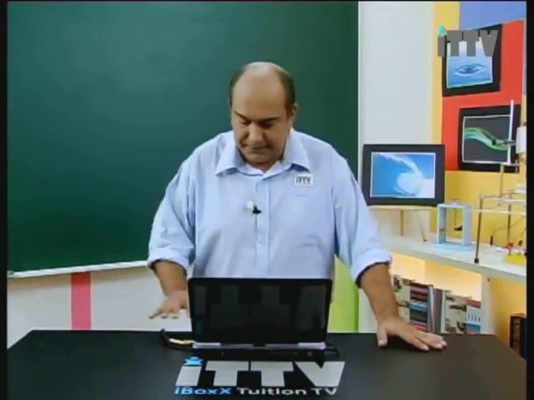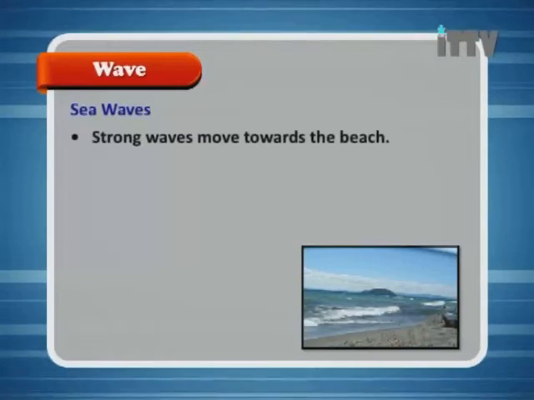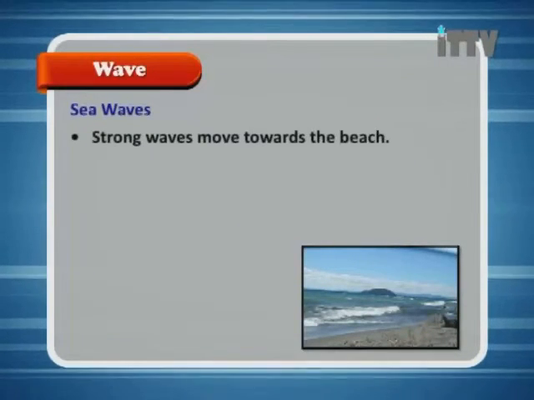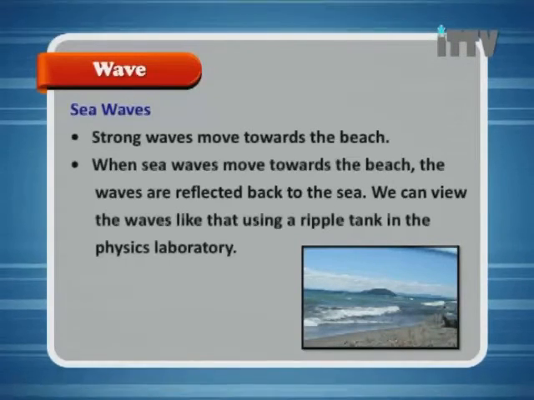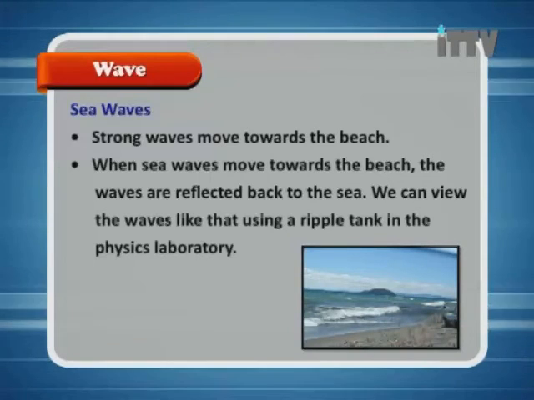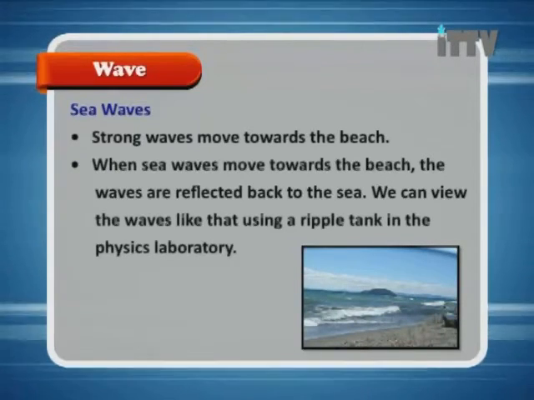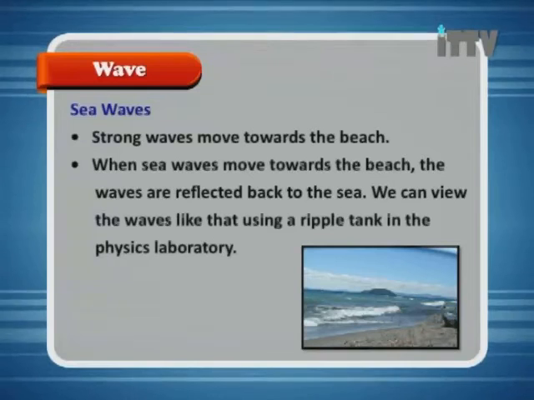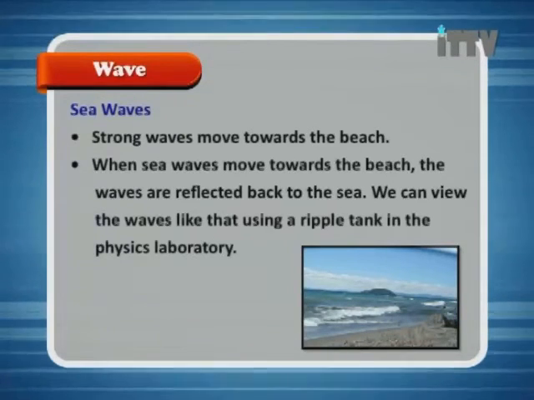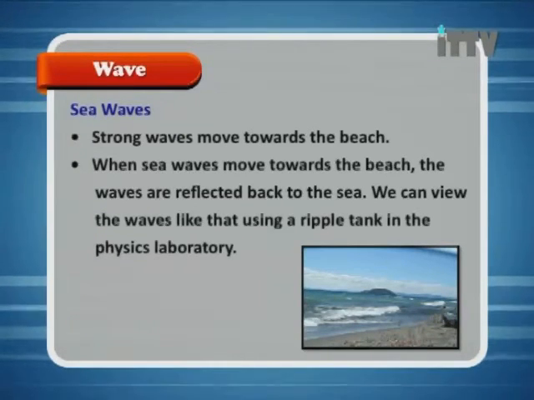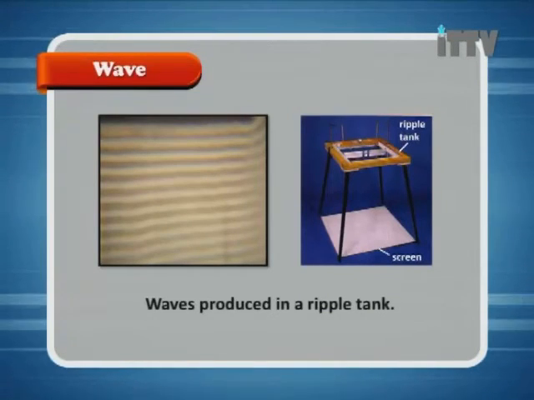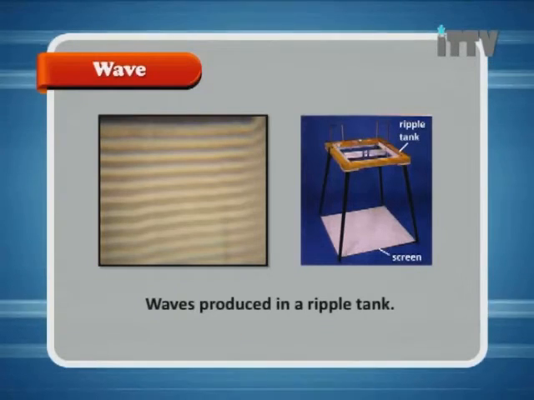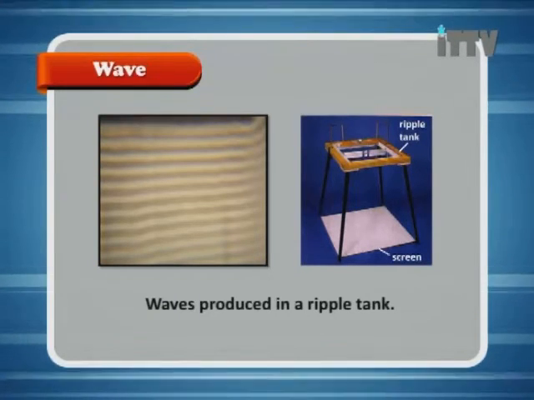Let's begin the lesson. Sea waves. Strong waves move towards the beach. When sea waves move towards the beach, the waves are reflected back to the sea. We can view the waves like that using a ripple tank in the physics laboratory. The diagram you see in the slide is a diagram of a ripple tank and the waves produced by a ripple tank. So that is what a ripple tank is.